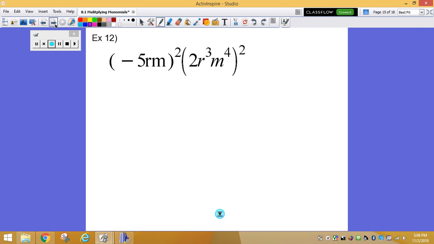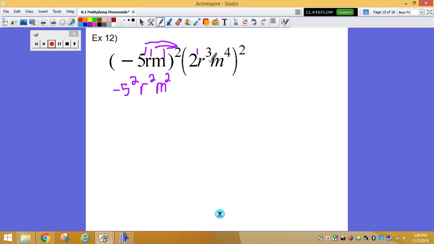All right, putting everything that we've done today together. These all get ones, ones, ones. That's always what I do first. I put ones on everything. And I'm going to take care of this first parentheses. So I'm going to do 2 times 2 times 2. So I'm going to have negative 5 to the second. 1 times 2 is 2. I'm going to have r to the second. 1 times 2 is 2. And I'm going to have m to the second. 1 times 2 is 2.